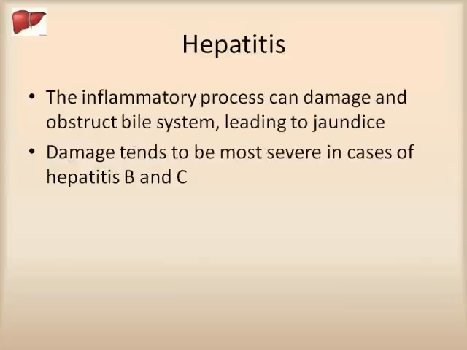The inflammation process can damage and obstruct the bile system, leading to jaundice. Okay, think back to the inflammatory system: vasodilation, increased vascular permeability, and edema. All that's going to lead to obstructing the bile system. The damage tends to be most severe in cases of hepatitis B and C.